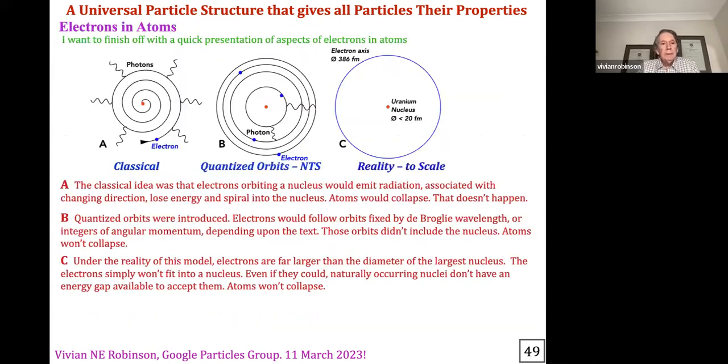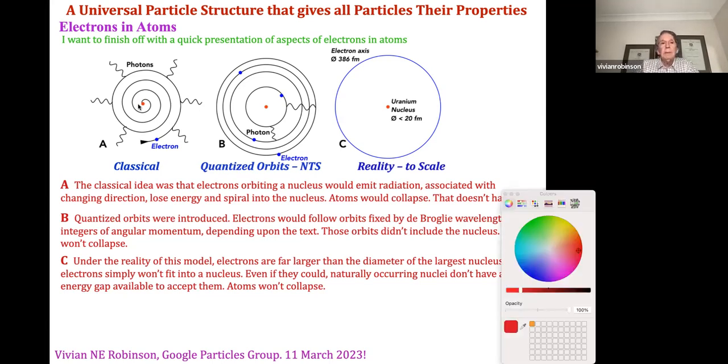But just to finish off, you can't really start building the universe around you until such time as you put electrons around nuclei. Our standard model was classical physics: the electron spirals around, emits photons as it changes direction, and spirals into the nucleus. The latest calculation suggested that would happen in about 10 to the minus 12 seconds. It doesn't happen.